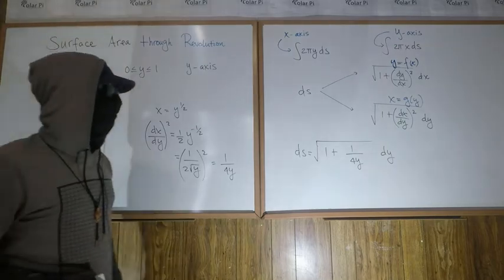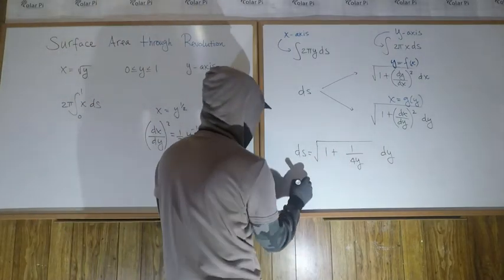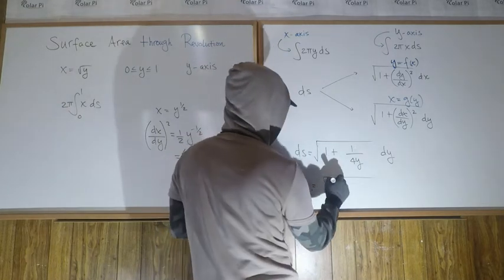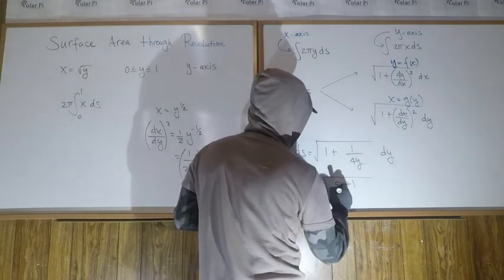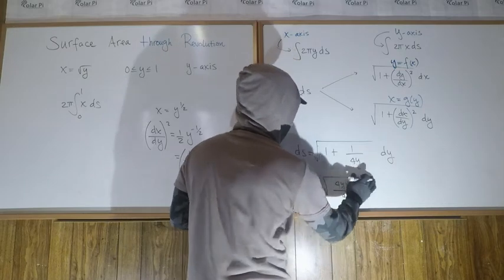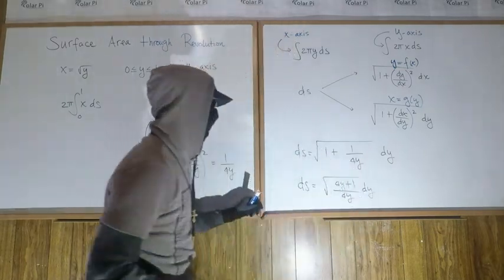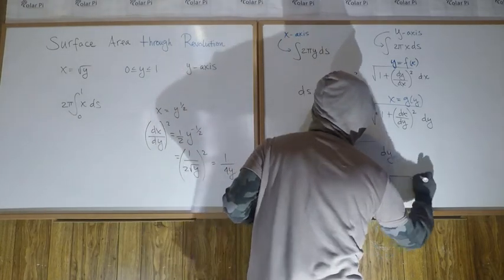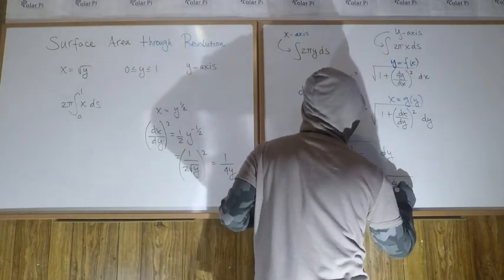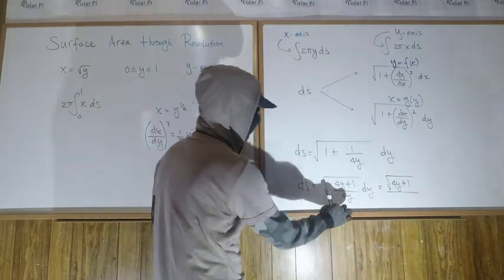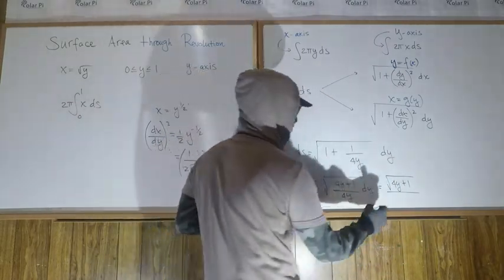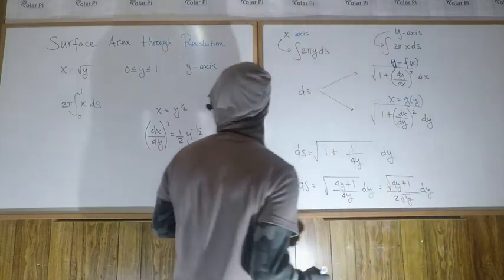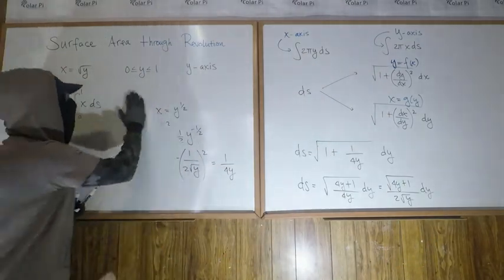But yeah, let's simplify inside the square root. So we've got ds is equal to the square root of 4y plus 1 over 4y, and then of course dy at the end of this. Now using square root rules, we could write this as the square root of 4y plus 1 over the square root of 4y in the denominator, but that's 2 root y. And then of course dy at the end. Okay, cool. So we've got the replacement for ds.